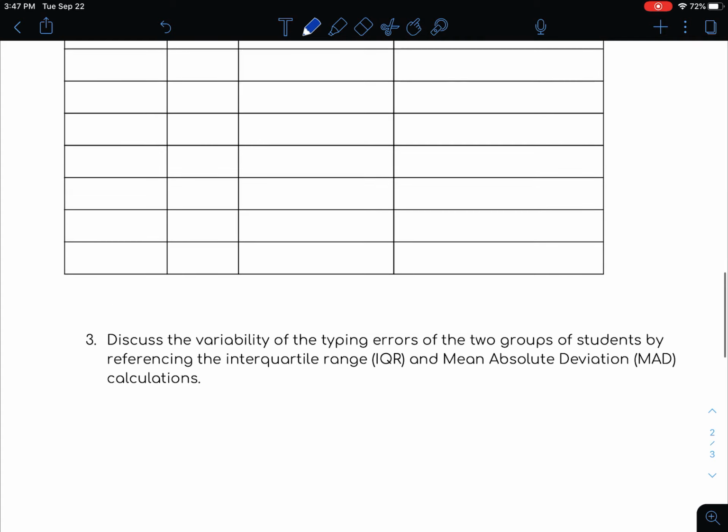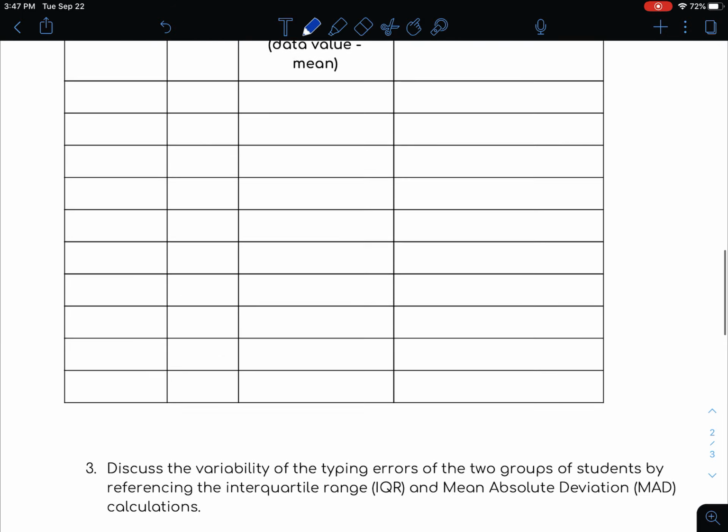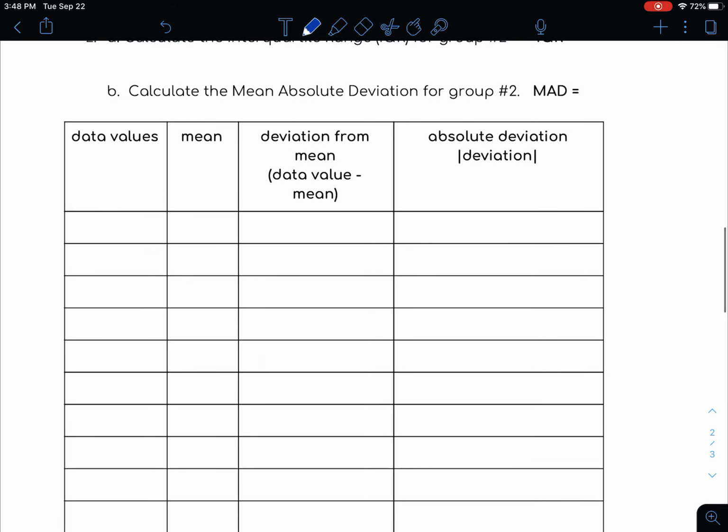And then number 3 asks you to discuss the variability of the typing errors by referencing the IQR and MAD. So think about what the interquartile range and MAD are for each one of the data sets and think about which one is more variable, which one's less variable. How do you know that one is more or less variable? Give the evidence of that. Okay, so you can now go ahead and do number 2 and 3.